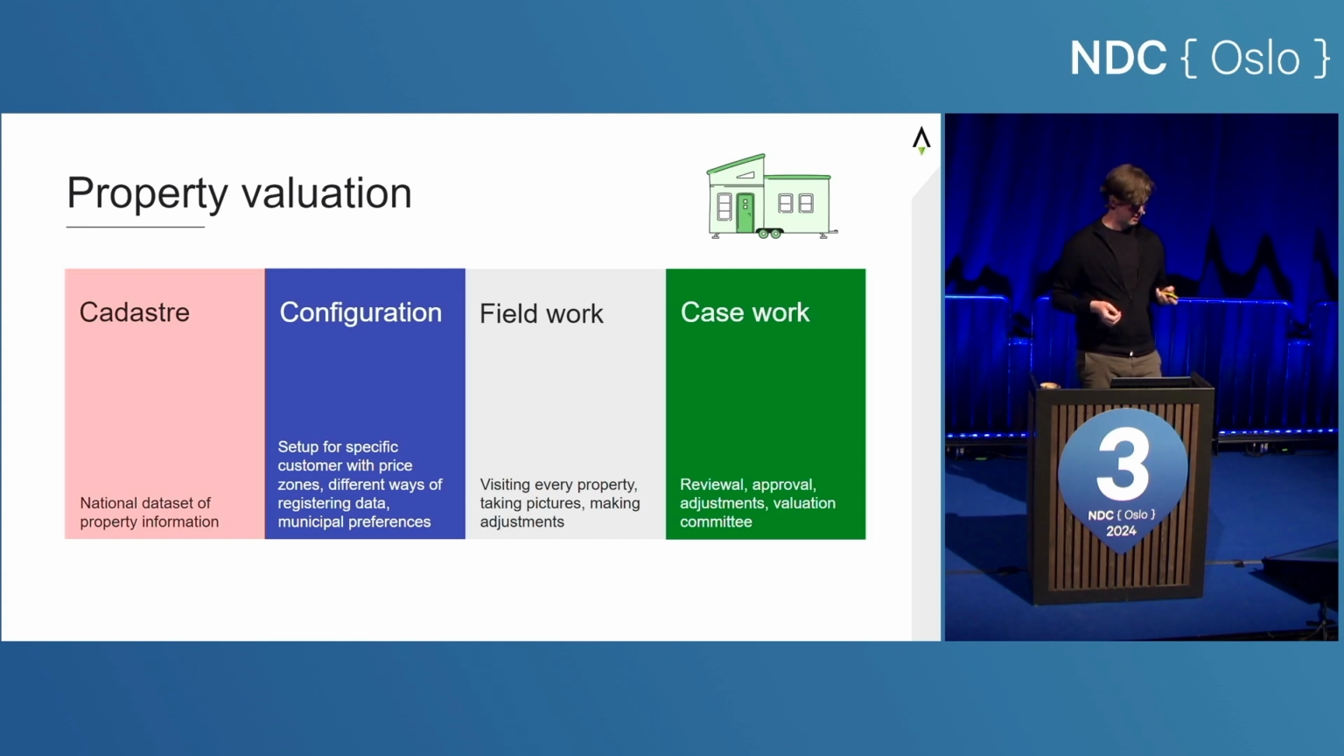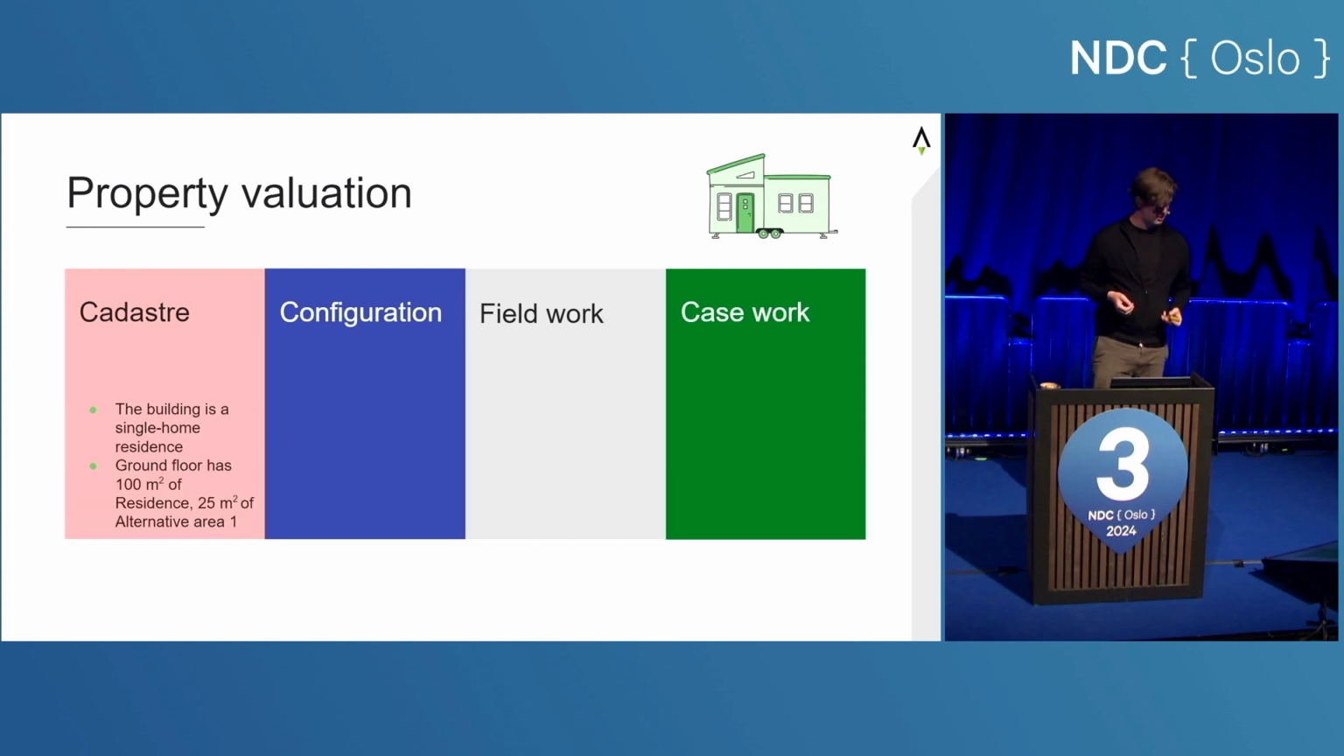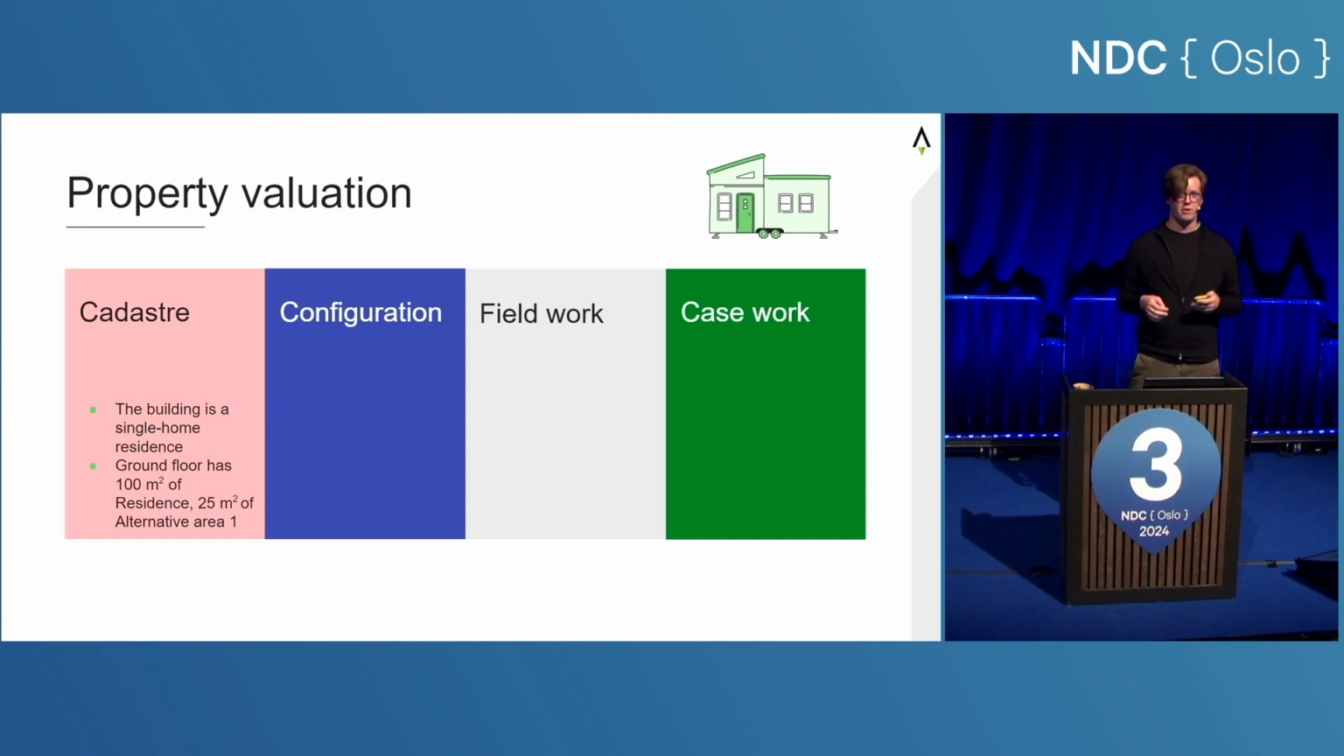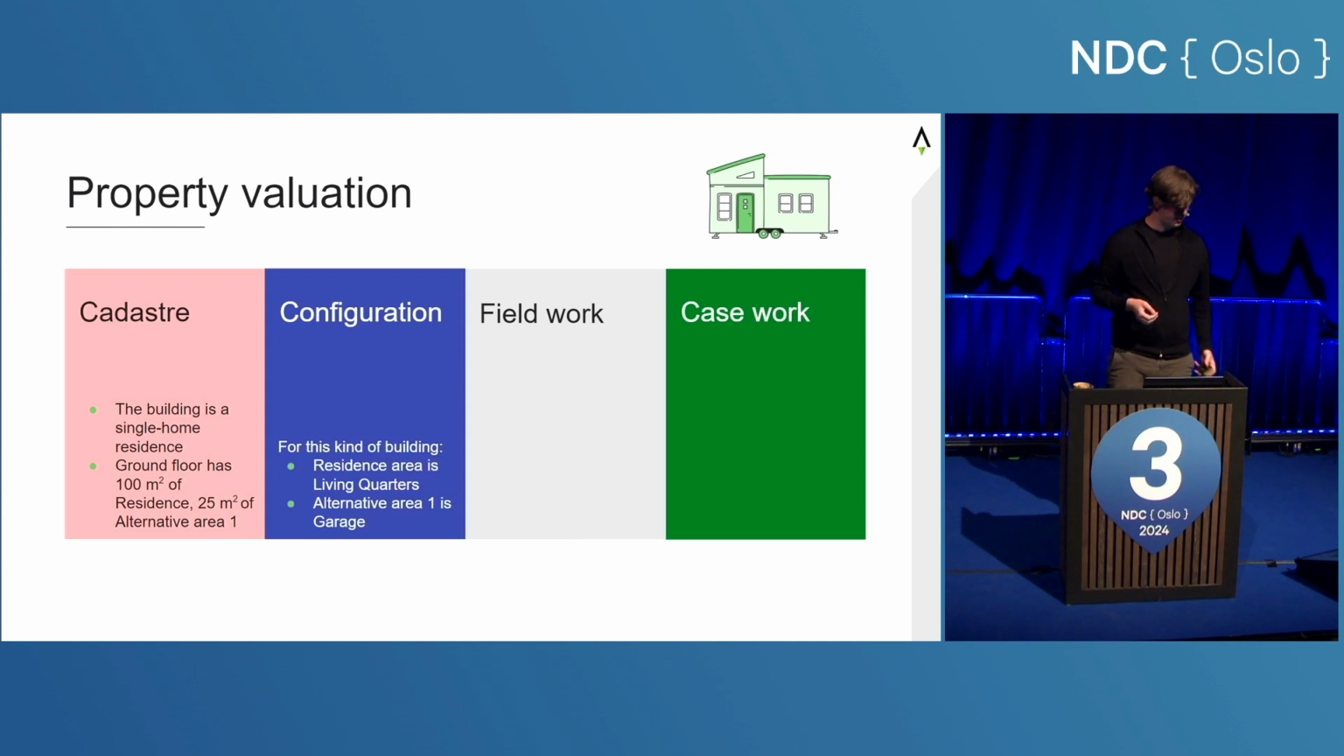So for our specific little building over here, we can see that this is a single home residence. It has 100 square meters of ground floor with the residence areas and 25 square meters of what is called alternative area 1, one of 4 fields that they are able to punch in data. And as you can see, this one is open for use. In our configuration for this kind of building, the municipality has said that the residence area is living quarters, and that alternative area 1 is a garage.